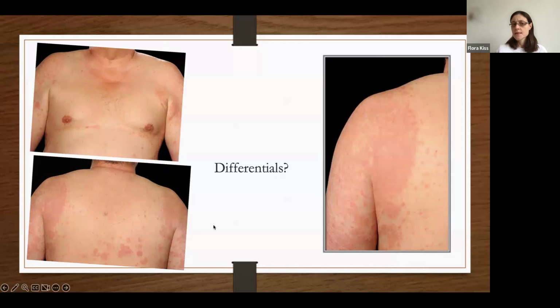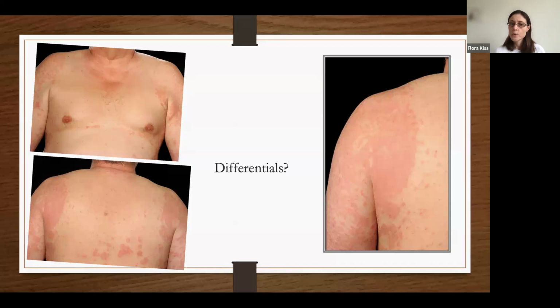So this next case, you might be looking at it and thinking, this case looks papulosquamous. It looks psoriasiform. And you're right, because this is a case of psoriasis.